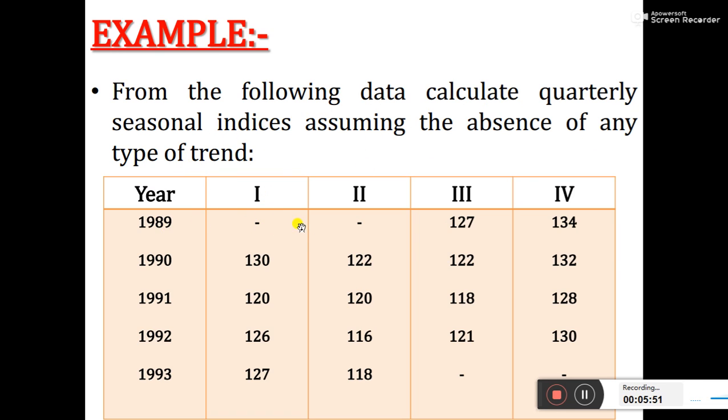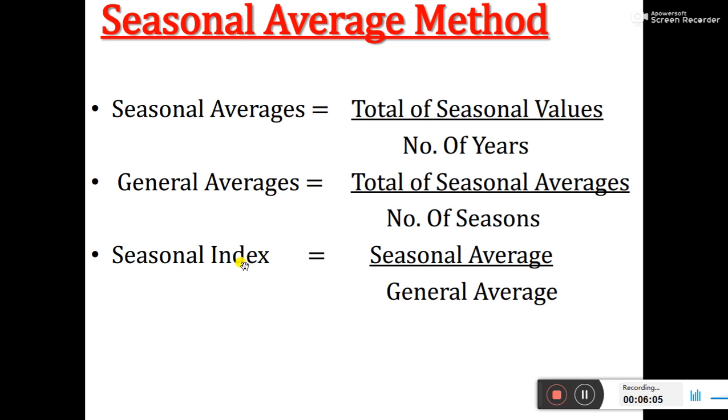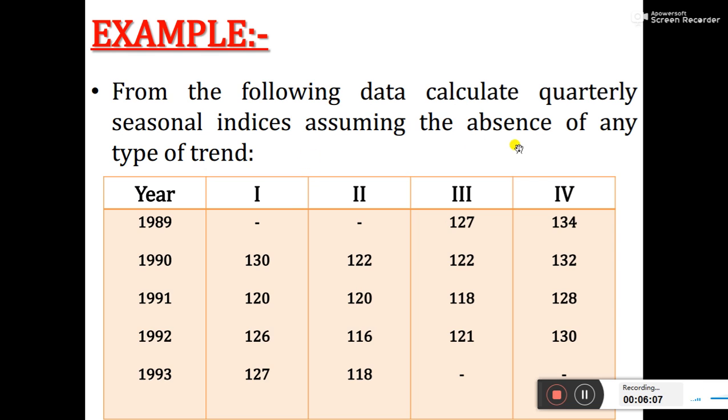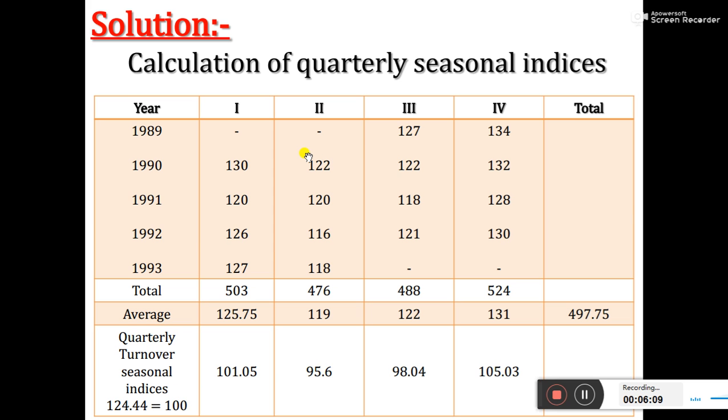From the following data, calculate quarterly seasonal indices assuming the absence of any type of trend. So there are 4 seasons in 1 year. So for all 4 seasons there are values for these years. So we need to find seasonal indices assuming the absence of any type of trend. So here you can see total of this one is this one, second season is this one, third season is this one, fourth season is this one.